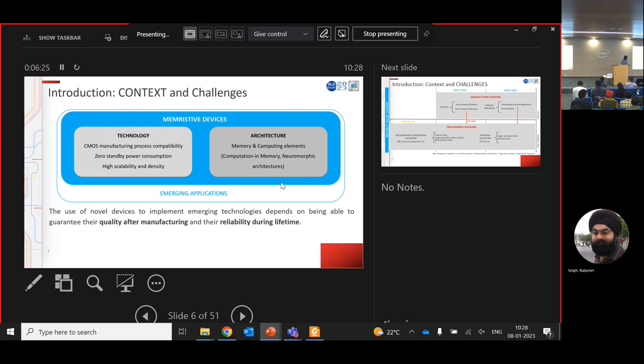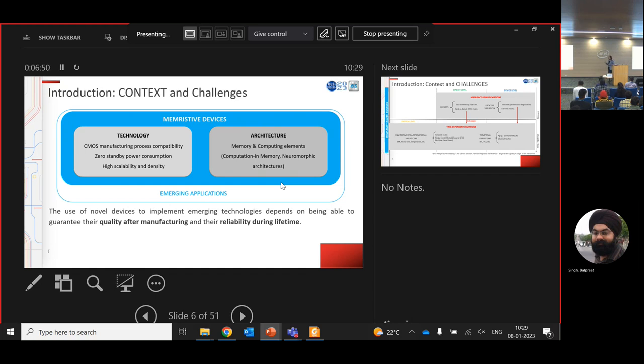And these advantages make the implementation of emerging applications possible, okay? However, we always have a problem. The use of these novel devices depends on being able to guarantee their quality after manufacturing, which means at time zero, and their reliability during lifetime. You needed to deal with that. You needed to understand how to test this device.